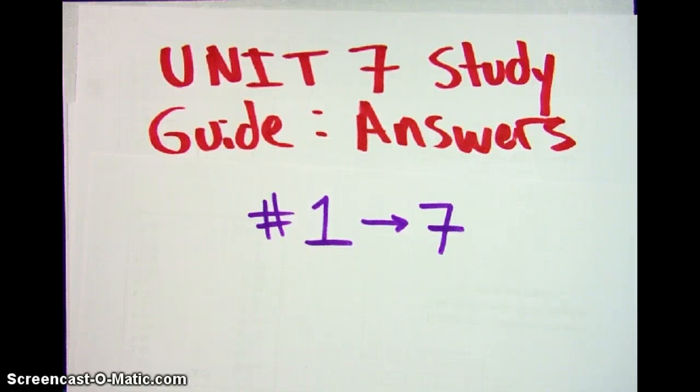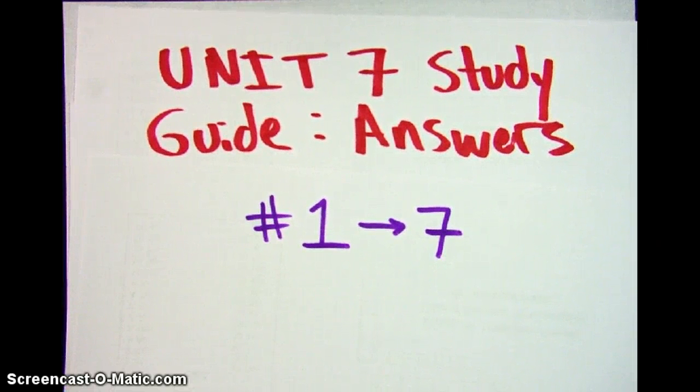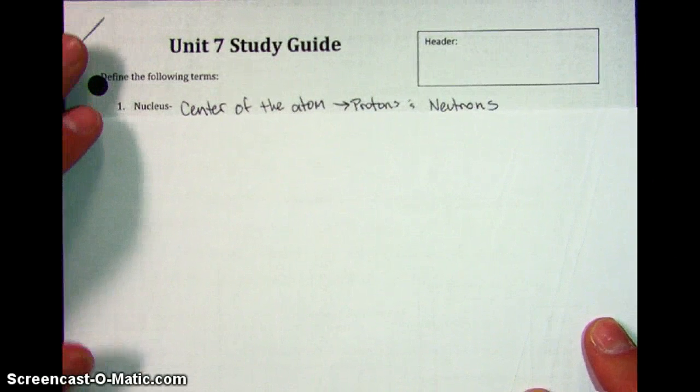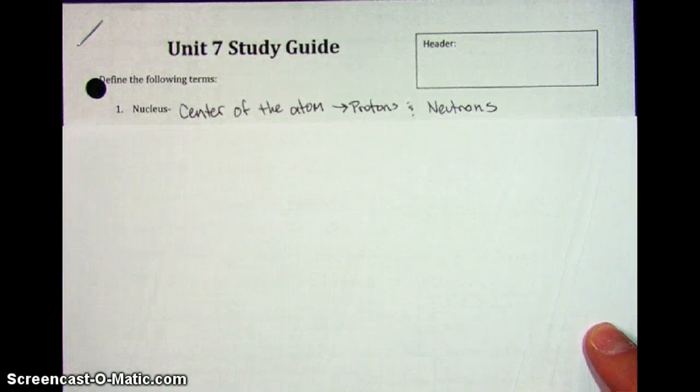This is the Unit 7 study guide for the questions number 1 through 7 on your study guide. All of the answers are in this video and the following videos. Starting up at the top, question number 1 is asking for just definitions. The nucleus is the center of the atom. It's the only place where you're going to find the protons and the neutrons.